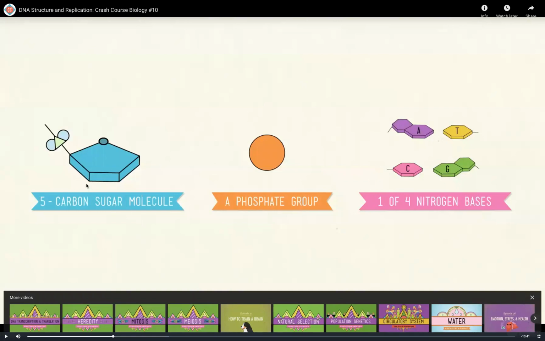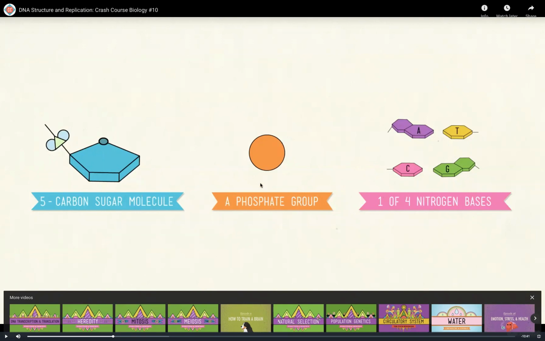So how do I know I have a 5-carbon sugar? You see this is shaped like a pentagon. There's a carbon at this point, a carbon here, a carbon here, and a carbon here, connected via double bonds to an oxygen. So that's ribose, which is a 5-carbon sugar, hence the term deoxyribonucleic acid.